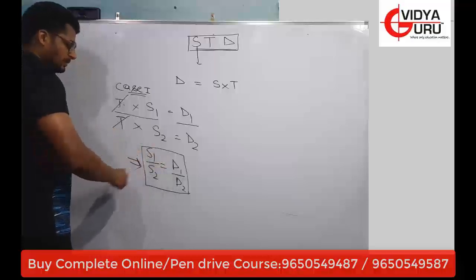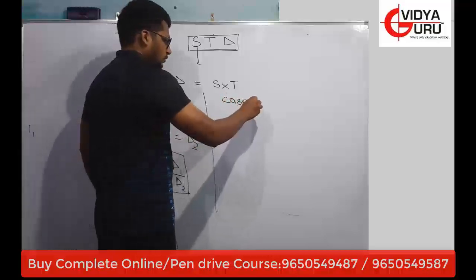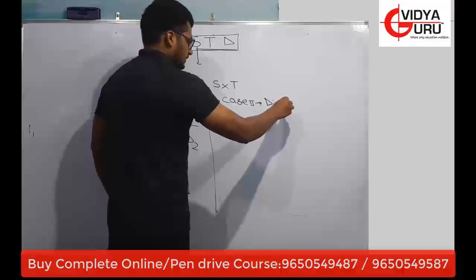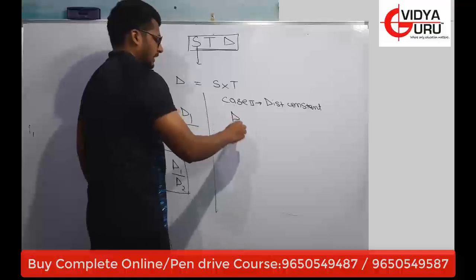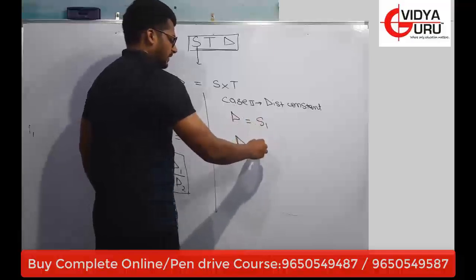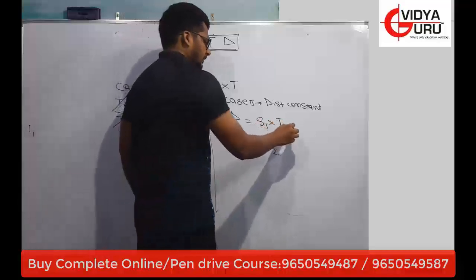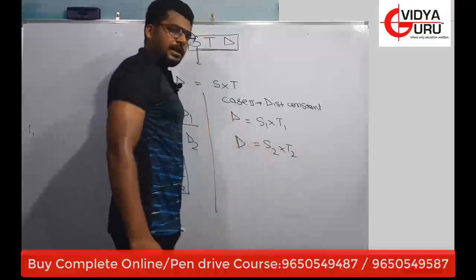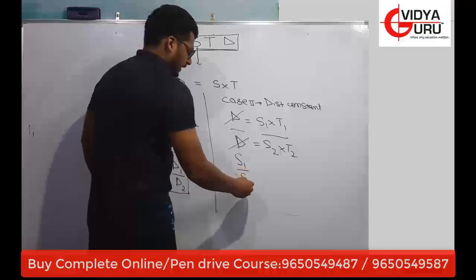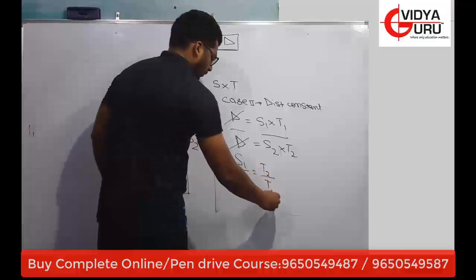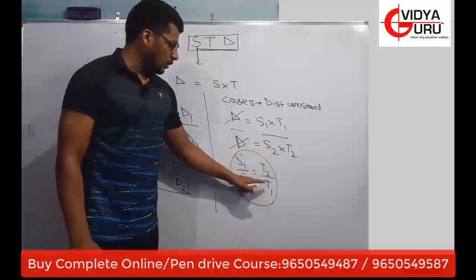This is concept one. What is case two? Case two, when distance is constant, two persons are traveling same distance but with different speed. If speed is different, they will take different time also. So if I take ratio, this time S1 upon S2 will be equal to T2 upon T1. That means ratio of speed is the reverse of time.